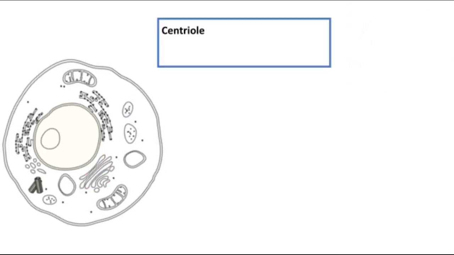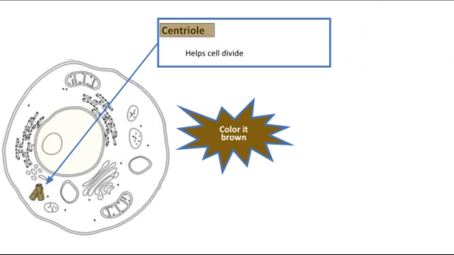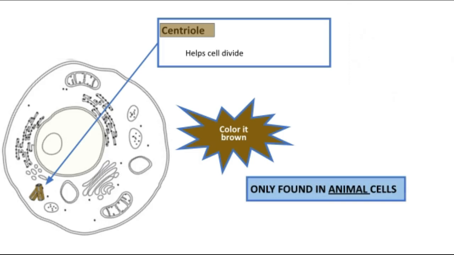The centrioles are found in only animal cells, and these are responsible for helping the cell divide. So it's right here, and we're going to go ahead and color this one brown. Only found in animal cells.